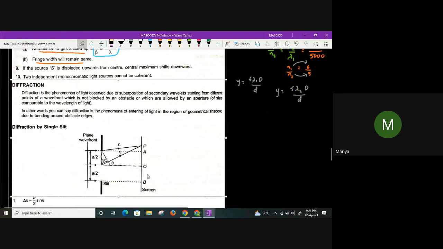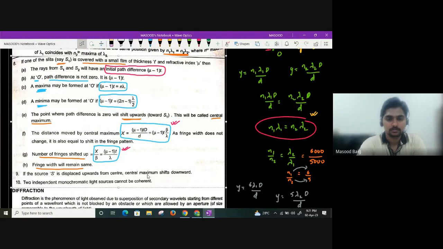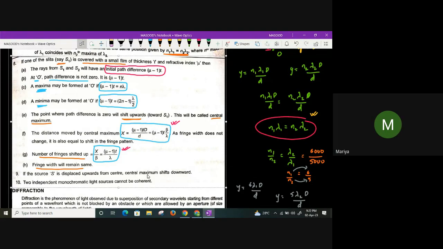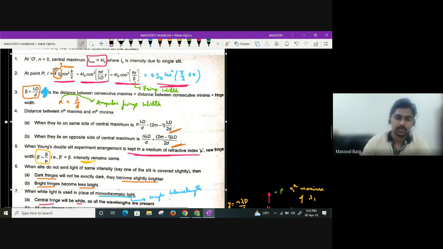Sir, for central maxima, what will be the intensity? Sir, in that case you told, for arbitrary it will be 4 I naught. No, no, when did I say arbitrary 4 I naught? For maximum only I said 4 I naught. For arbitrary it will be 4 I naught cos square phi by 2, which is intensity of central maxima into cos square phi by 2, or intensity of central maxima into cos square pi by lambda delta x, intensity of central maxima cos square pi y by beta, intensity of central maxima cos square pi small d y divided by lambda capital D. Okay, this is the intensity at an arbitrary point.